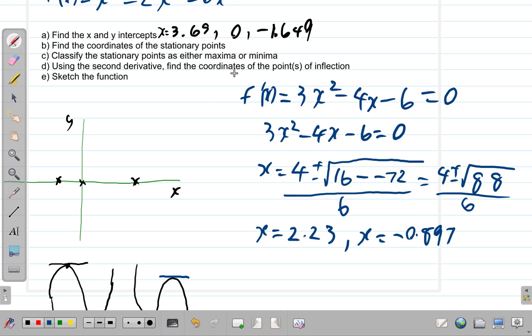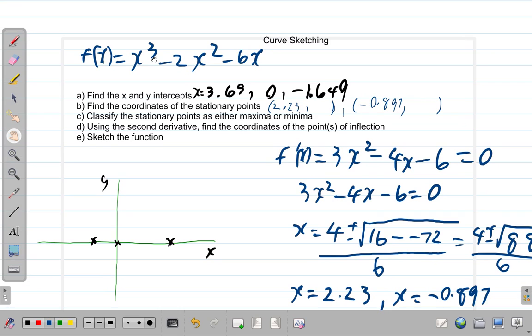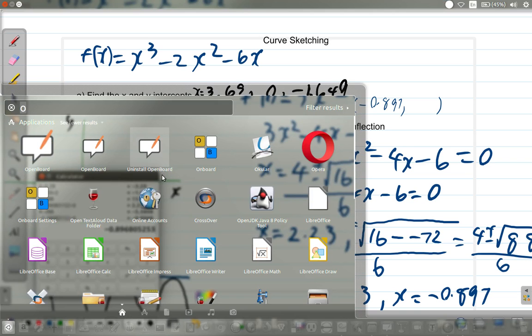Alright. So the coordinates. So far, we know the x values of the coordinates: 2.23, comma, and something else. Then negative 0.897, comma, and something else. We're going to find out what that something else is. Those will be the y values, right? So what we will do is put the x values into this function, into f of x, to find y.